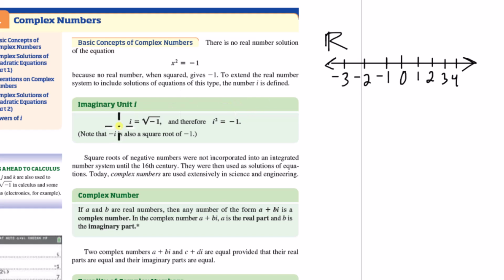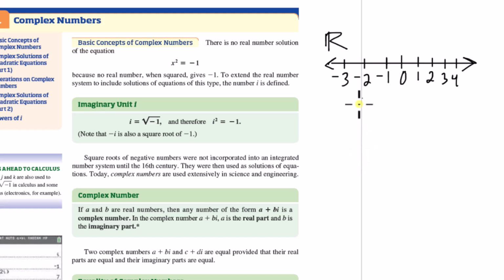I is a number that is defined to be equal to the square root of -1, or technically the principal square root of -1, which is kind of confusing because you think about the principal root only returns the positive value, right? Like the principal root of 4 is 2, even though 2 squared is 4 and -2 squared is 4.